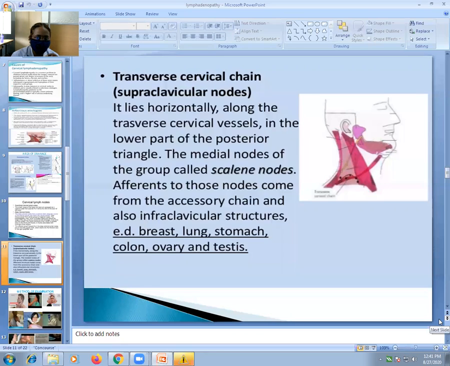Supraclavicular group of lymph nodes is always important for underlying malignancy. Whenever there are enlarged supraclavicular nodes, that means there is hidden malignancy, mainly from the thorax and abdomen: breast, lung, stomach, colon, ovary, and testes. So enlargement of the supraclavicular group of lymph nodes always suggests underlying malignancy.